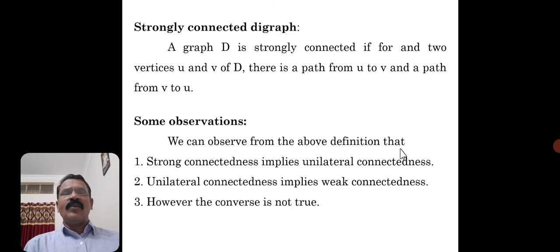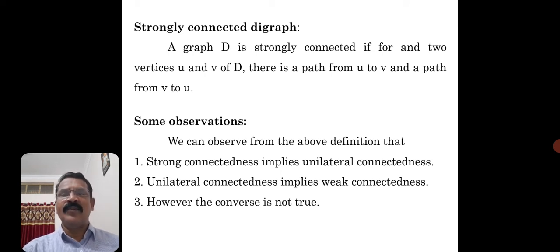Now we will see the concept of a strongly connected digraph. A digraph D is strongly connected if for any two vertices U and V of D, there is a path from U to V and a path from V to U. For example, your travel is from Bangalore to Mysore, crossing some other villages or cities in between. Similarly, there must be a journey from Mysore to Bangalore, crossing those cities and villages in between. Such a digraph is called a strongly connected digraph.